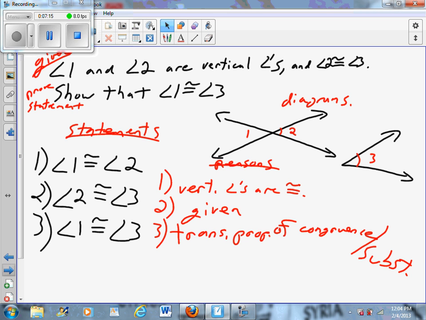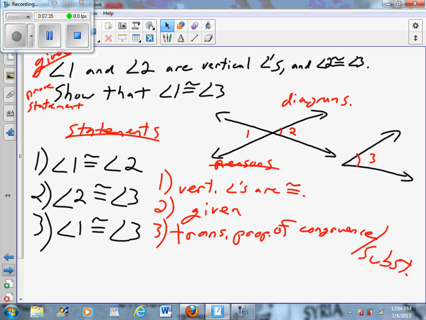Now let's go forward from there and methodically state all of the statements and the reasons justifying each statement along the way. Angle 1 congruent to angle 2. How is it we know that angle 1 and angle 2 are congruent? Well, because we know vertical angles are congruent. That's our justification. We're told they're vertical, and we know they're congruent because of that. Angle 2 is congruent to angle 3. Part of our given information. That would be my justification for stating it.